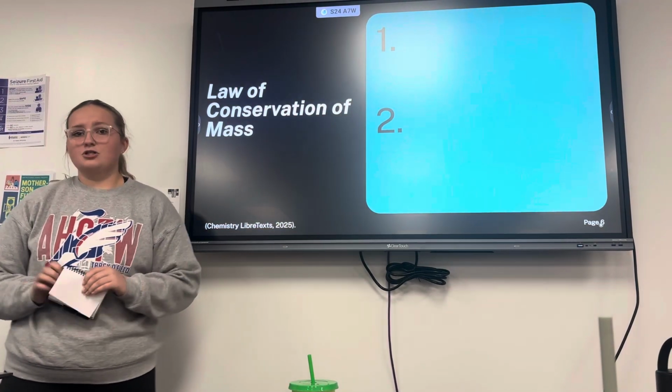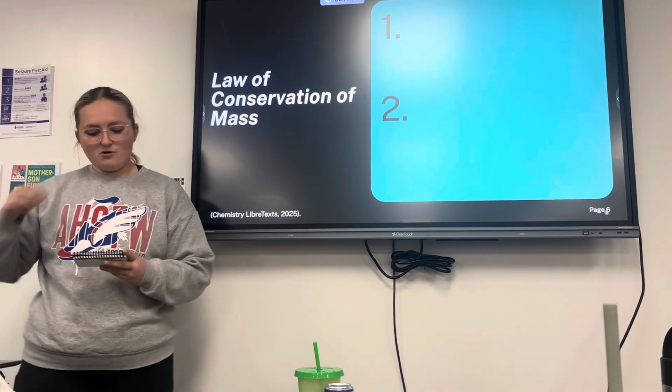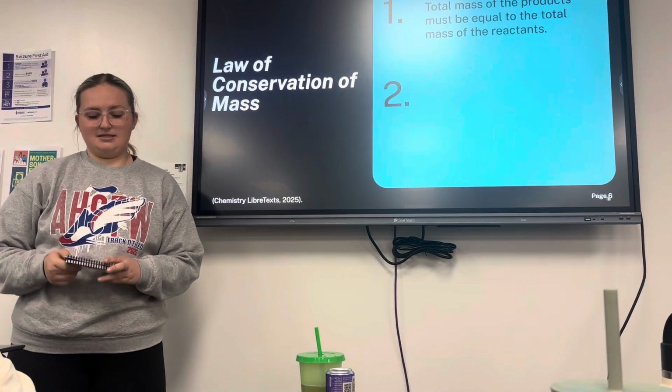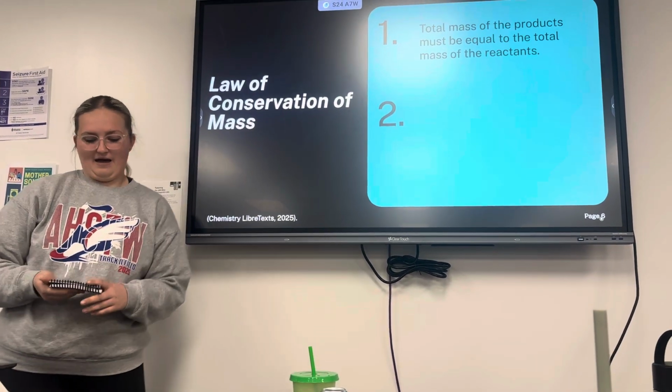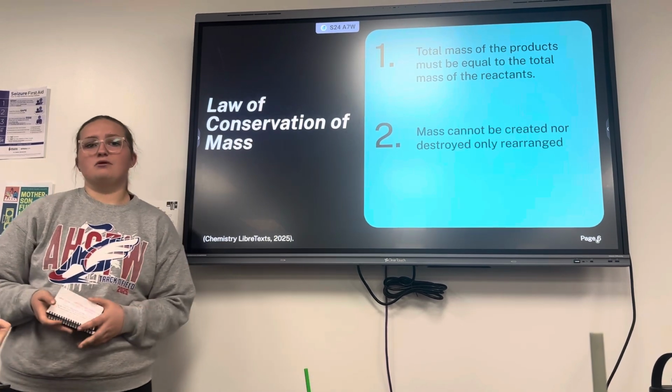The law of conservation of mass, which I kind of brought up earlier, is during a chemical reaction, the total mass of the products must be equal to the total mass of the reactants, and this is Chemistry LibreTexts 2025. It is important to note that matter cannot be created nor destroyed, it can only be rearranged.